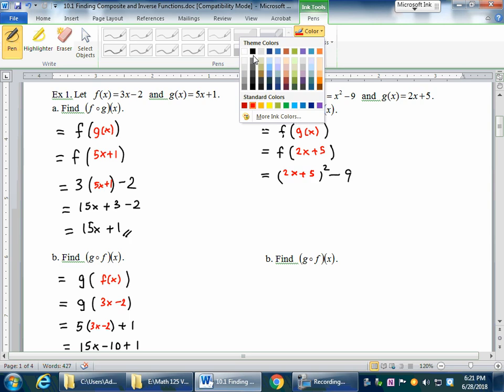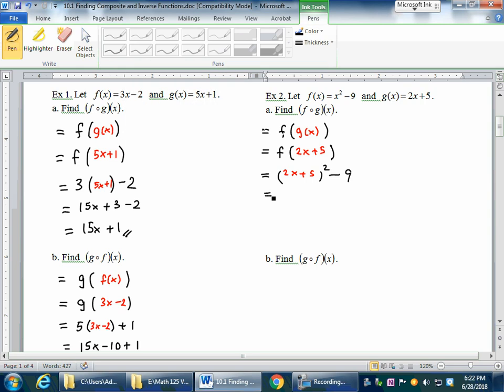Finally, I can use my shortcut formula to simplify this. Using the shortcut formula: first squared, first times last, double it, so 2x times 5 is 10x, doubled will be 20x, plus last squared, minus 9. So therefore, my final answer will be 4x squared plus 20x plus 16. That will be my final answer for this problem.